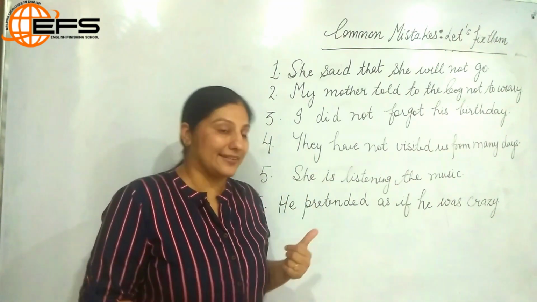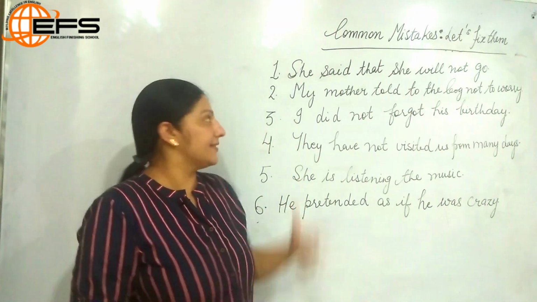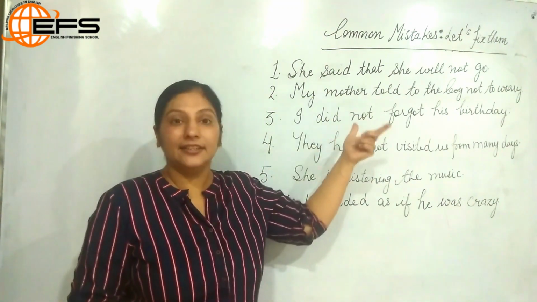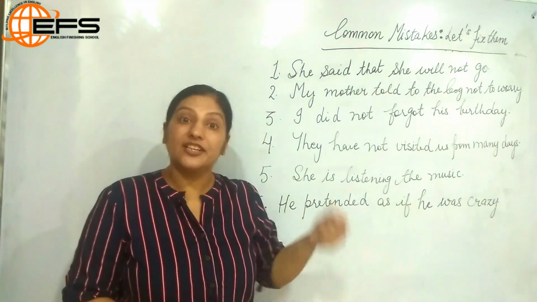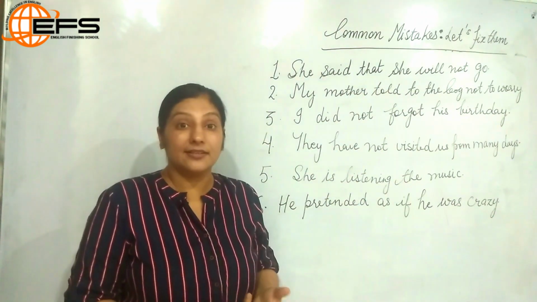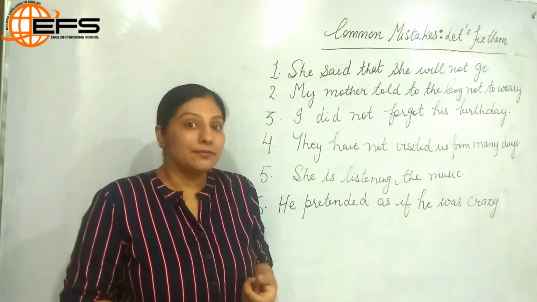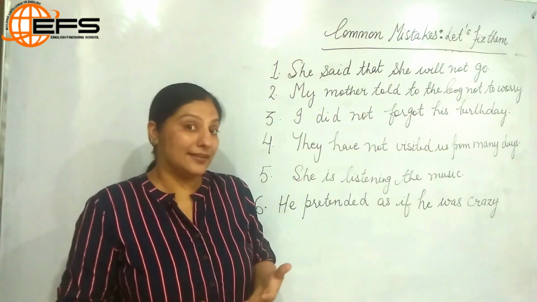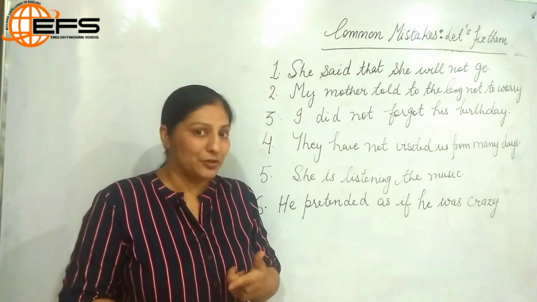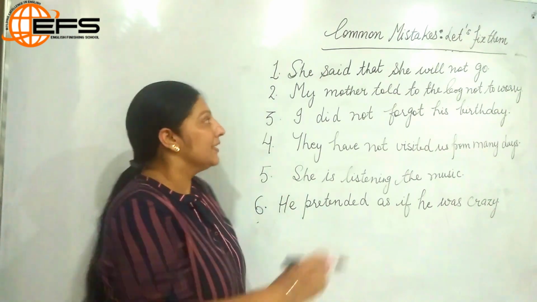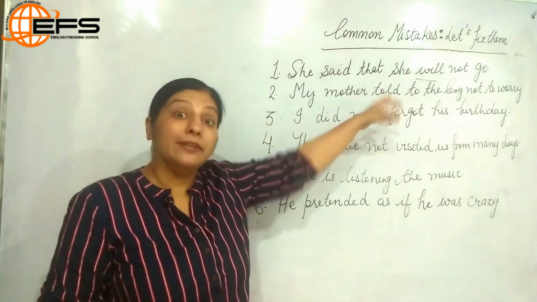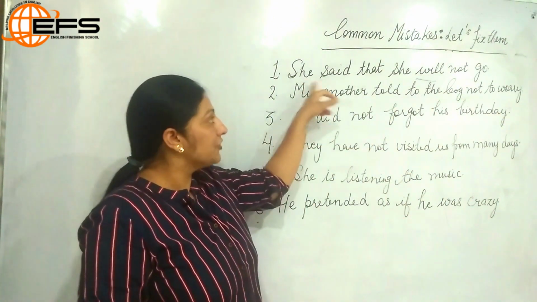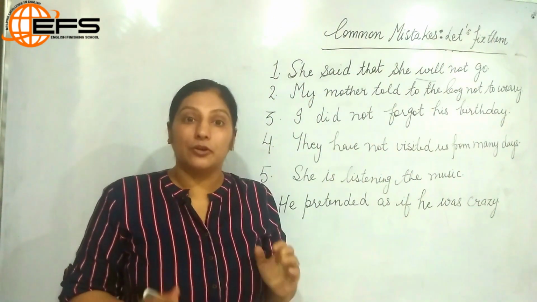So, let's get started. The first sentence: she said that she will not go. If I ask you what is the error in the sentence, I'll give you some time to guess that error. Have you done it? Let me tell you, the error is in this part. Now why will not come here? She said that she will not go.